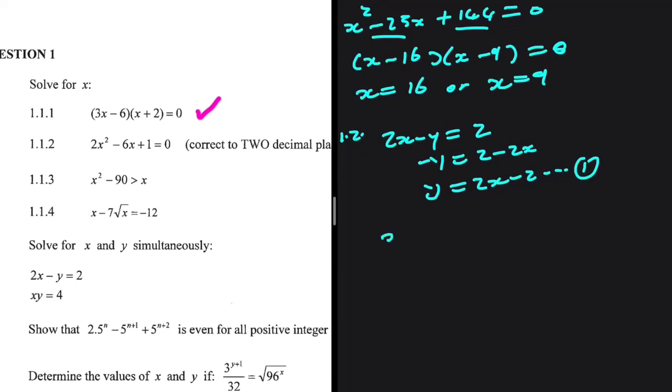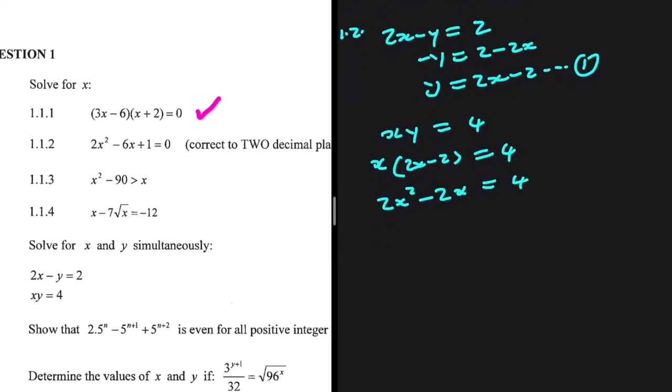And then now we have x multiplied by y being equal to 4. In place of y, I can just substitute equation 1. So I'm going to have x multiplied by (2x - 2) being equal to 4. x multiplied by 2x, that is 2x², and then minus 2x being equal to 4. Let's take 4 to the left hand side. We're going to have 2x² minus 2x minus 4 being equal to 0. If we divide every term by 2, this is just x² minus x minus 2 being equal to 0.